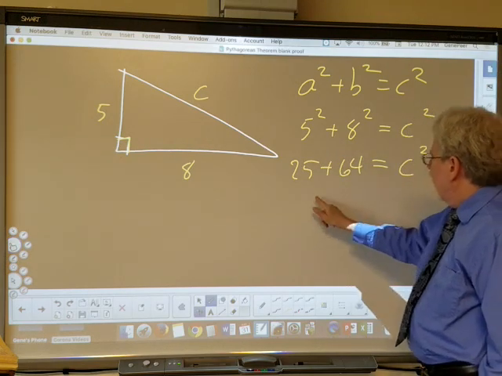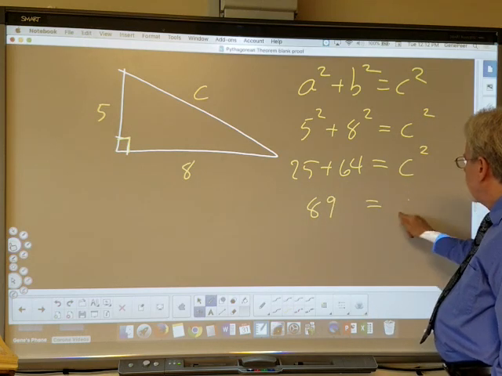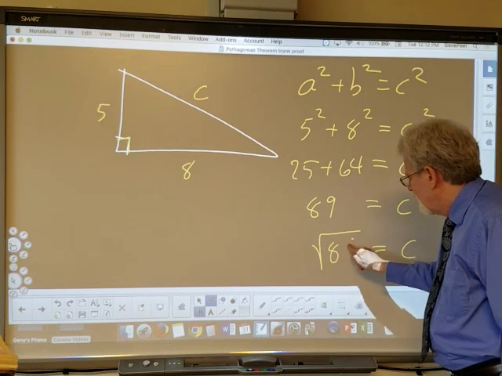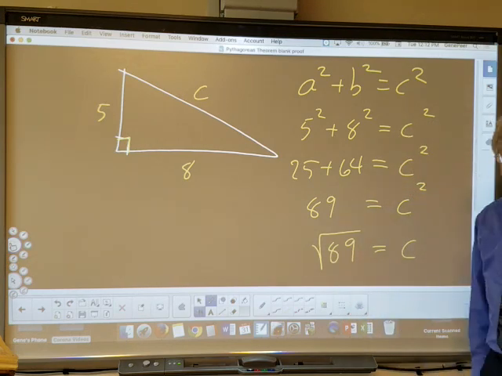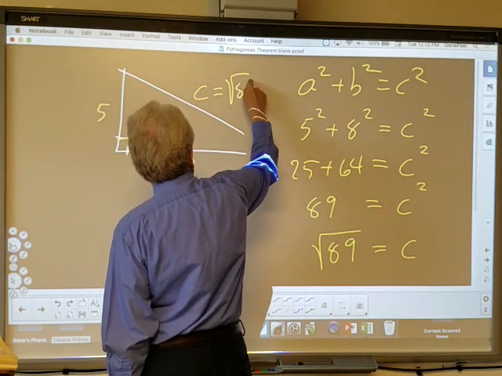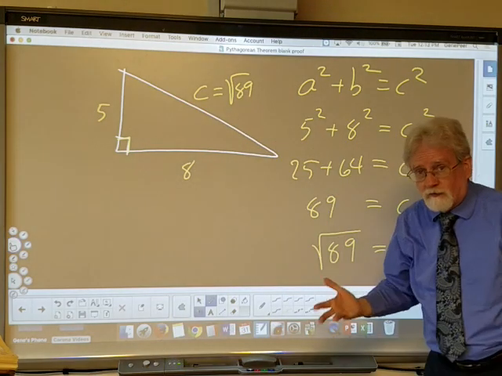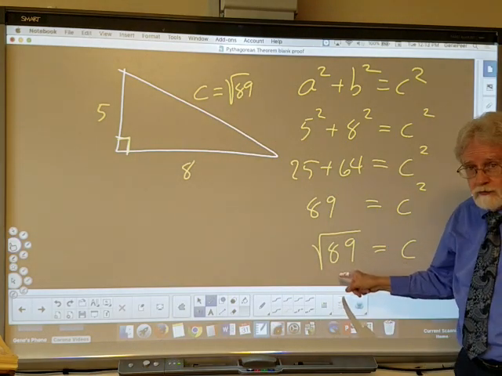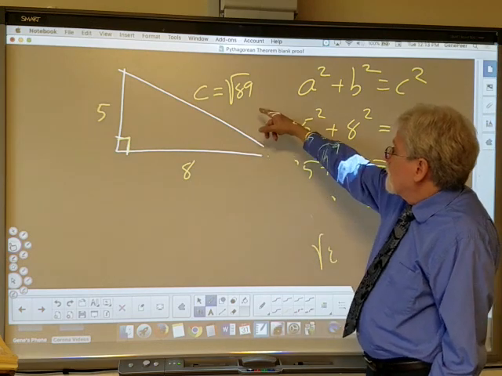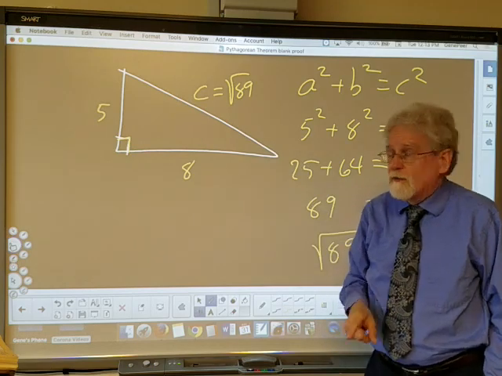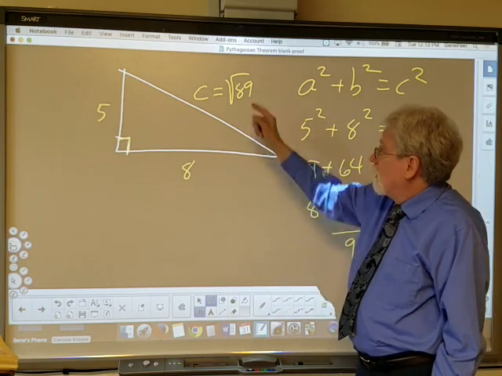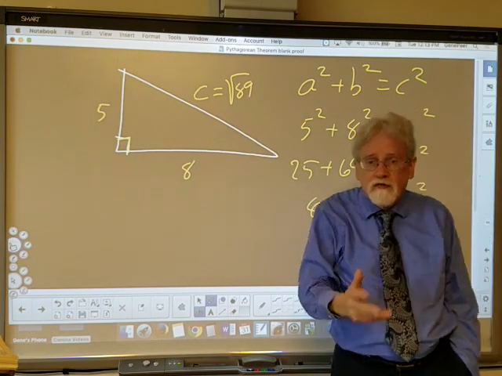Add these two, we have what? 89 equals C squared. So C is the square root of 89. What in the world do you do with that? Nothing. You're done. The hypotenuse is the square root of 89. If it's something you can't take the square root of because it's irrational, you leave it the way it is. And we could get an estimate of this. We know it has to be more than 9 because 9 times 9 is only 81. It has to be less than 10 because 10 times 10 is 100. So it's going to be 9 point something, something, something.